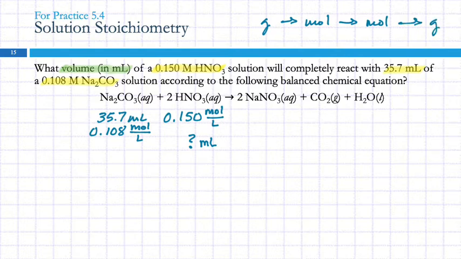Well, at the end, we're trying to find volume in milliliters. So we've got milliliters here. And in the beginning, this is our starting point, the sodium carbonate. We have a volume and a concentration. Moles per liter, that's going to be a conversion factor. So we're starting here with milliliters.